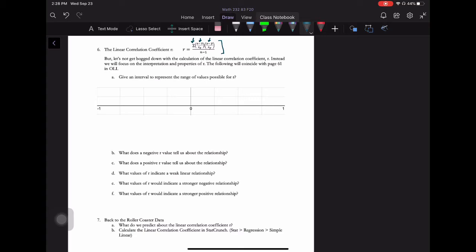So let's not get bogged down with the calculations. This is going with page 61, but we want to give an interval to represent the range of possible values for R. R can go from -1 up to +1. -1 means a strong negative relationship. And +1 means that there's a strong positive relationship.